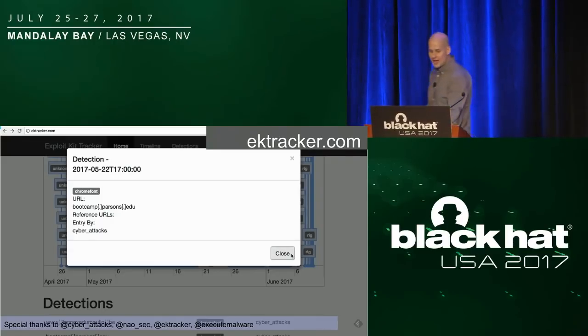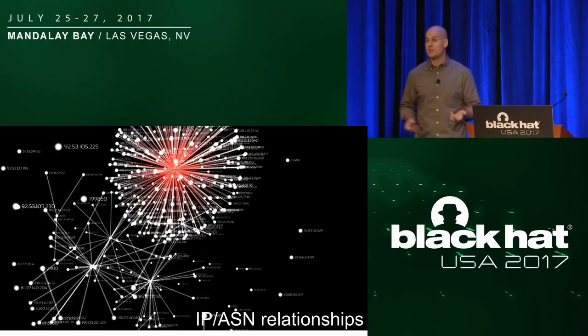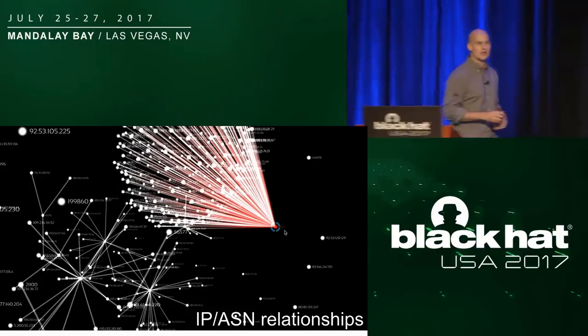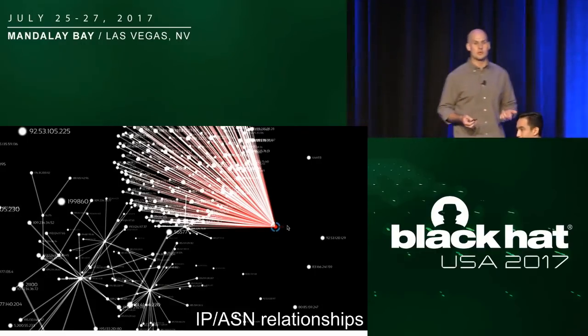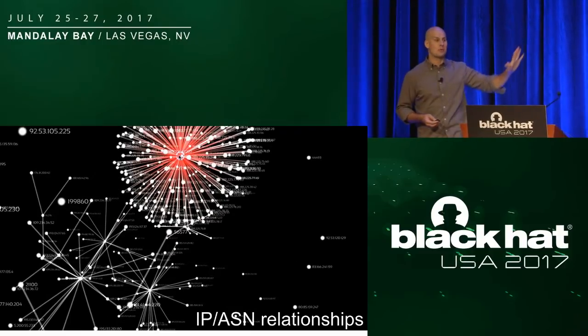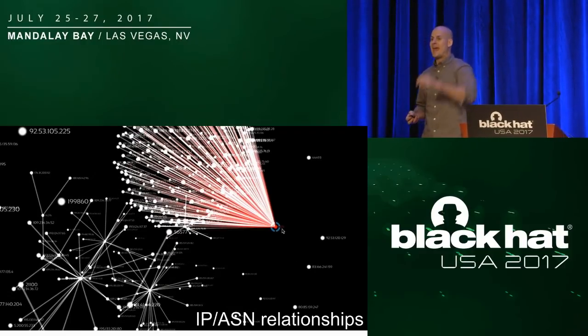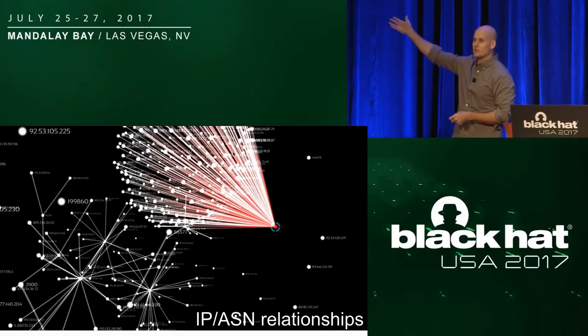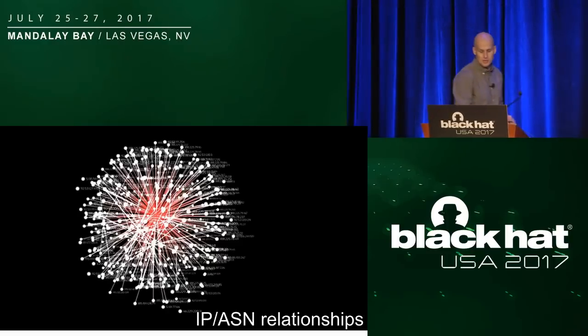The other cool thing about that is now we have a public data set of exploit kit stuff that we can play with and look at. So this is a visualization I did with the data off of ektracker.com, and it's a really simple visualization. We looked at the relationships of IPs to ASNs. From all of these different IPs that were known exploit kits, what ASNs do they map to? And look at that. That's a crazy mapping, all of those IPs to just that single ASN. That was an interesting piece of information.